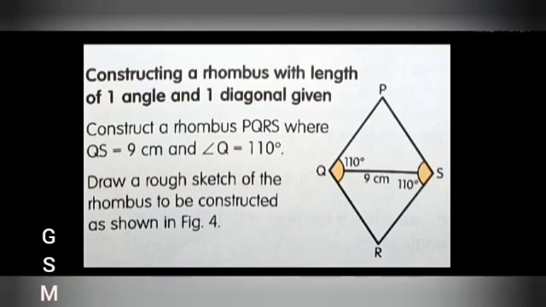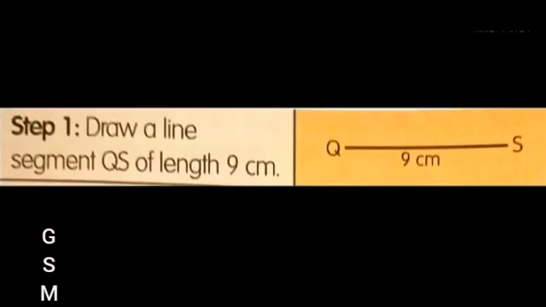Constructing a rhombus with length of one angle and one diagonal given. Construct a rhombus PQRS where QS equal to 9 cm and angle Q equal to 110 degree. Draw a rough sketch of the rhombus to be constructed as shown in the figure.